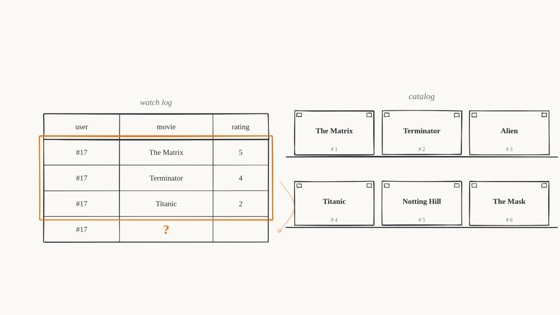So for now, 6 cards on a shelf, a log with 3 rows, and a question: what comes next? But before we build anything, there's a question worth asking honestly. What does predict even mean here?